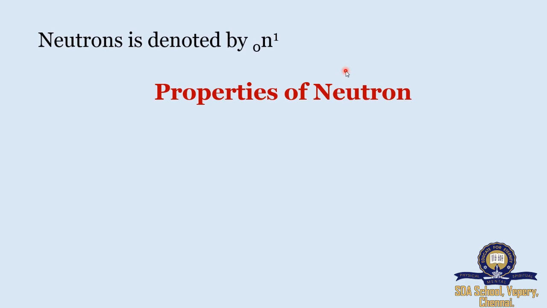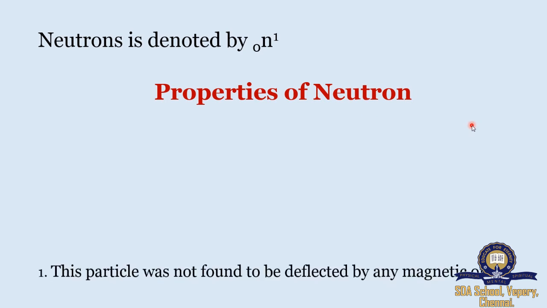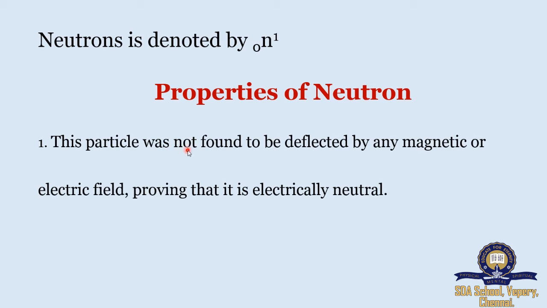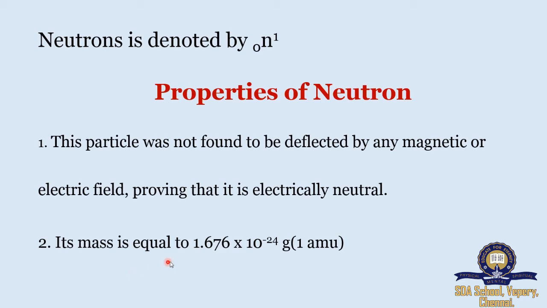Let's move on to the properties of the neutron. It has two properties. The first property is that this particle was not found to be deflected by any magnetic or electric field, proving that it is electrically neutral. The second property is that its mass is equal to 1.676 times 10 to the power minus 24 gram, which is nothing but 1 atomic mass unit.